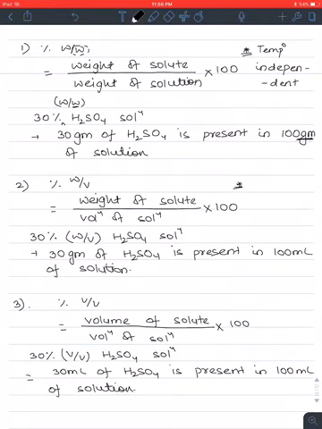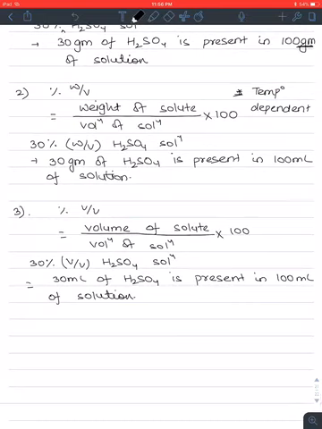Percentage weight by volume, volume term is coming, volume is temperature dependent. So this concentration term is temperature dependent. And third one, volume is coming in this. One doubt you might have in third, that both are having volume terms and both are temperature dependent, so both should cancel each other. But the temperature dependency of solute and solution, they may be different, and if temperature dependency is different, they will have some temperature dependency, they will not cancel each other. So this is again temperature dependent concentration term.